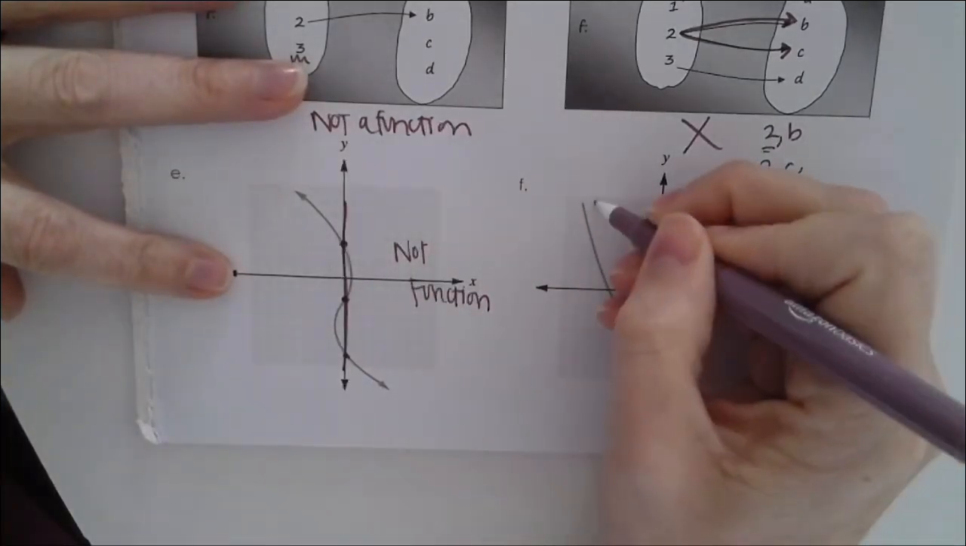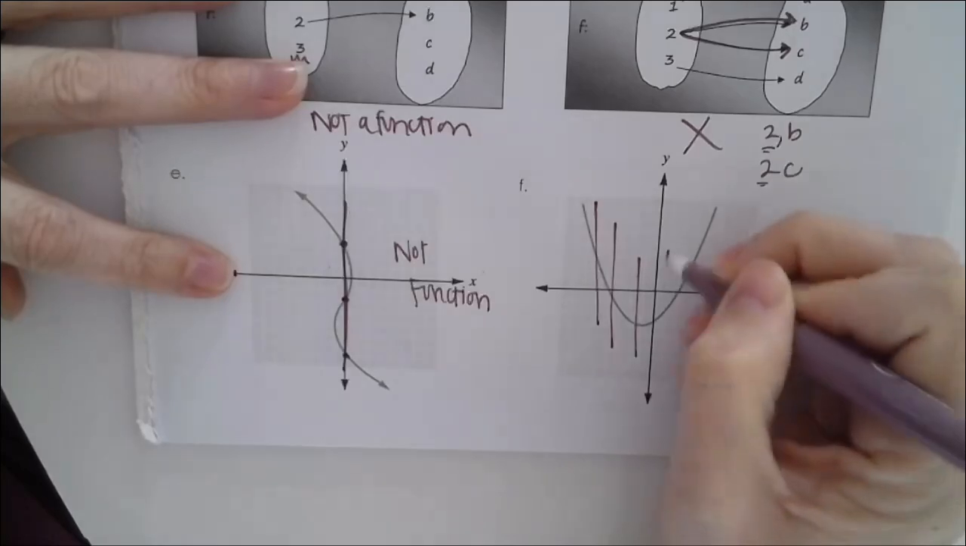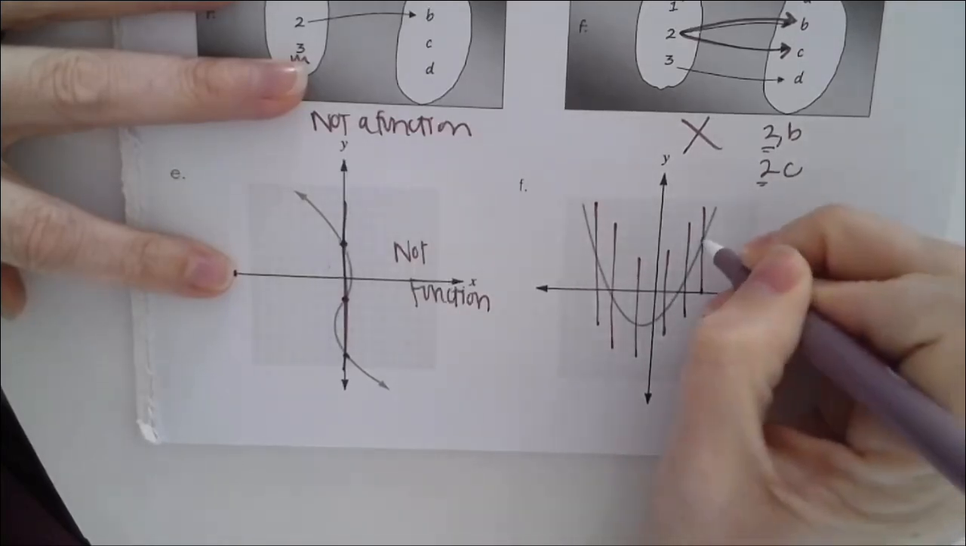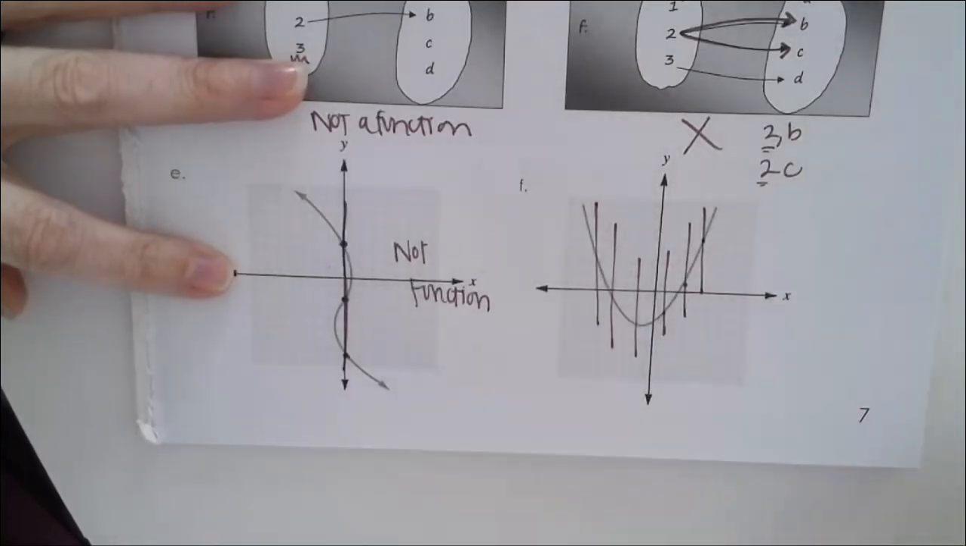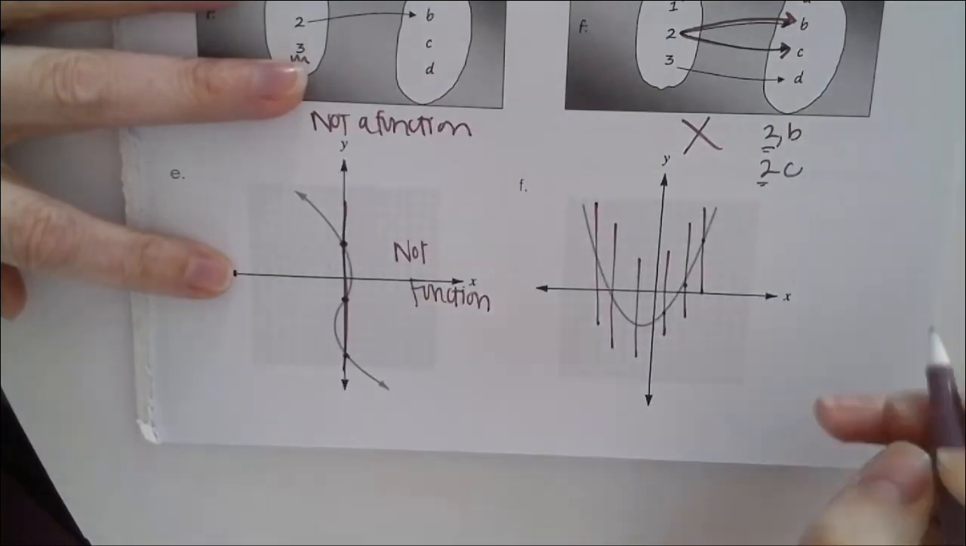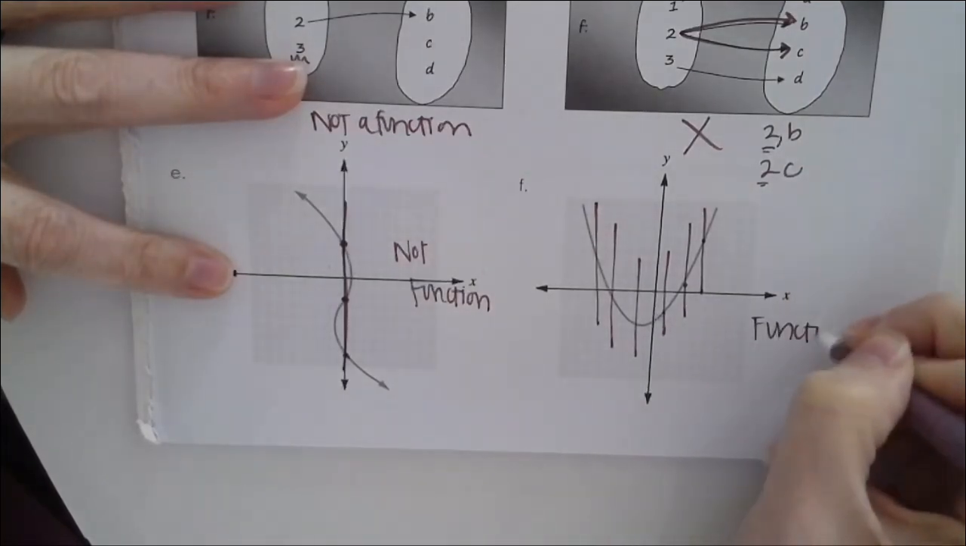Here, if I do my vertical line test, every vertical line is only touching one time, which means x is only being used for one y value. So this one is a function.